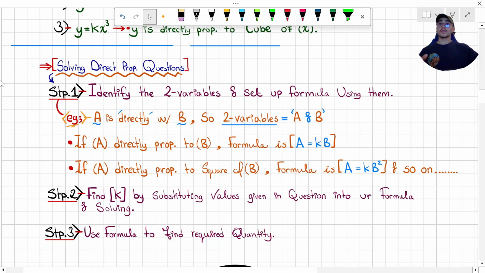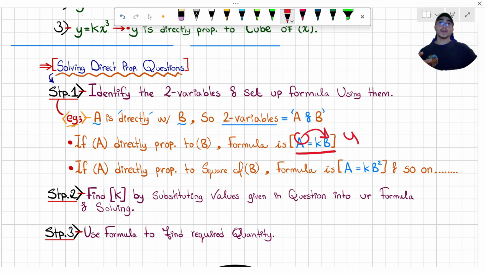To solve directly proportional questions, we have 3 steps. The first one is we identify the two variables in the question and we set up the formula using them. So for example, if a is directly proportional to b, then our two variables are a and b. Since a is directly proportional to b, a is the y here and b is the x here, like in the formula where y is directly proportional to x. So the formula is going to be a is equal to kb. Just like how in y is equal to k root x, y is directly proportional to the root of x.